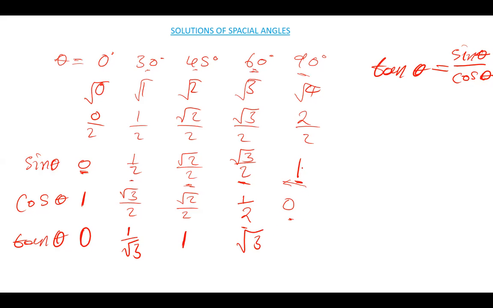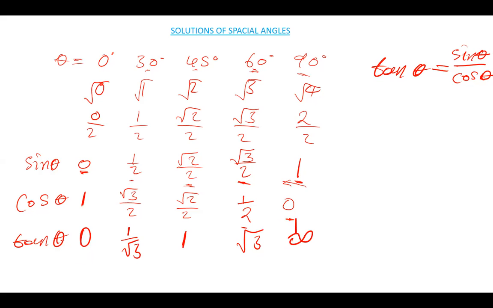And then 1 divided by 0, the answer is undefined. So these solutions that were found here are simply the solutions of tan theta. So this is how you come up with the table for special angles.